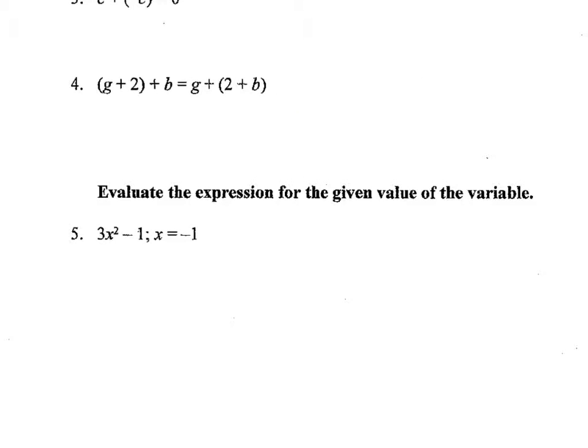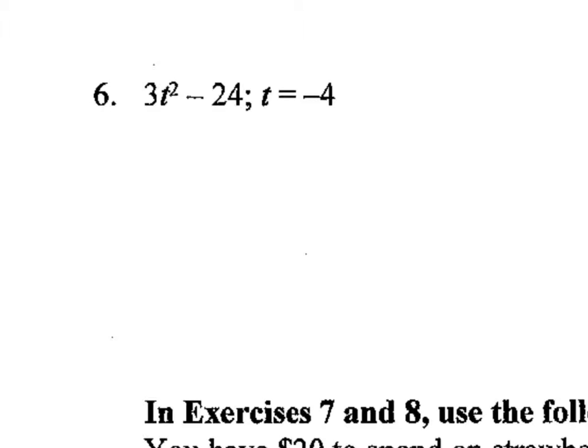Here in number 5, you need to evaluate this expression, 3x squared minus 1, when x equals negative 1. So you just need to plug in negative 1 for the x, rewrite your expression, and solve. Number 6, again, is the same as number 5. You got 3t squared minus 24. You need to substitute negative 4 in for t and solve.